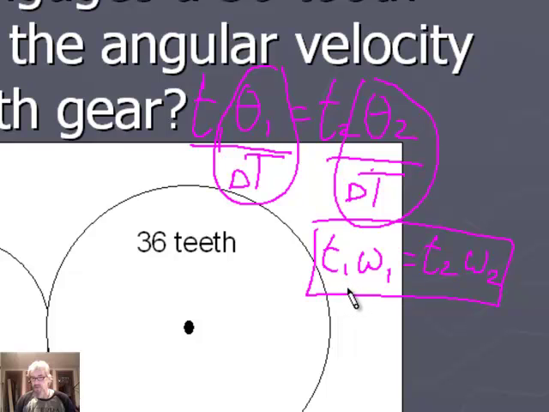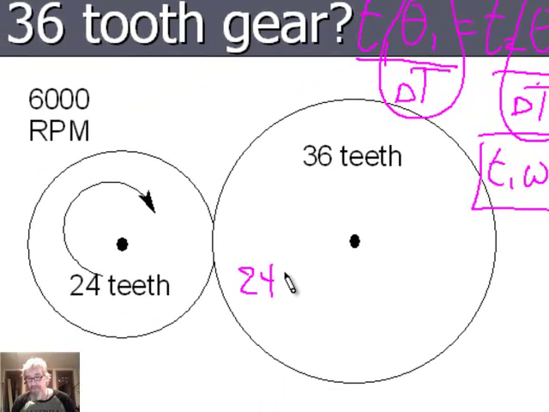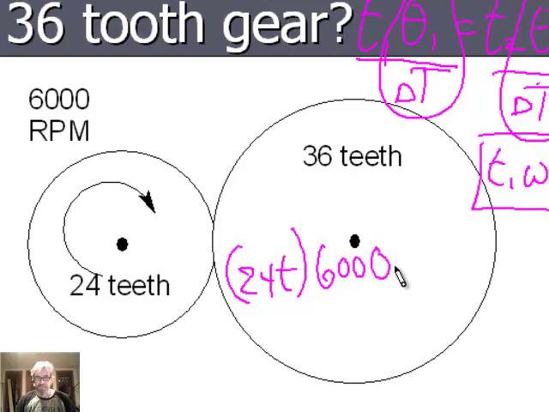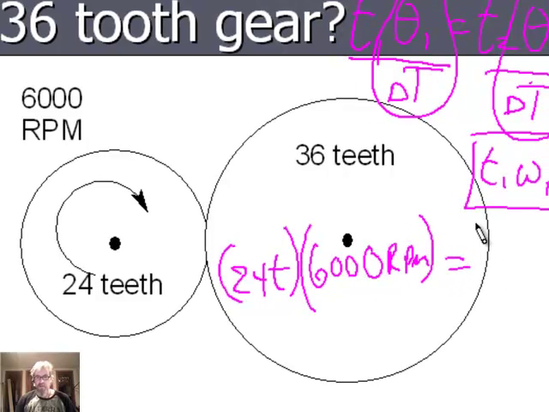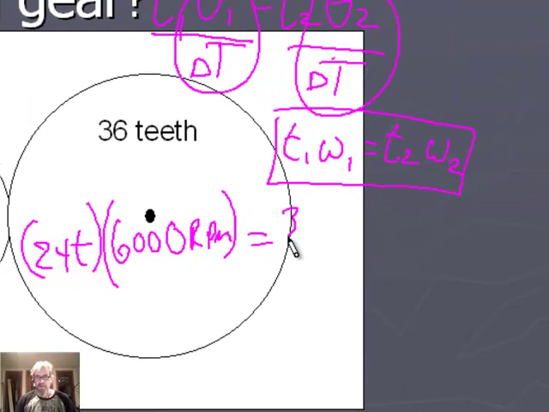Well, let's apply that to this problem. First of all, there are 24 teeth in the first gear. Its angular speed is 6,000 RPMs. That would have to be equal to 36 teeth times whatever omega 2 is. So you solve by dividing both sides by 36 teeth, and you'll find out that omega 2 comes out with units of RPMs as 4,000 RPMs.